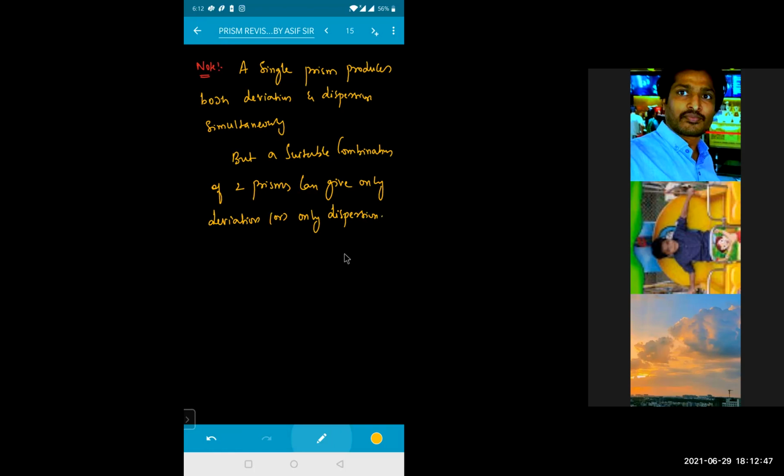Now, dispersion of light occurs because the velocity of light depends upon color, isn't it? If there is a change in color, the wavelength is changing. Wavelength changing means velocity will be changing. When velocity is changing, the refractive index is also changing. Clear? Let us go to the next one.